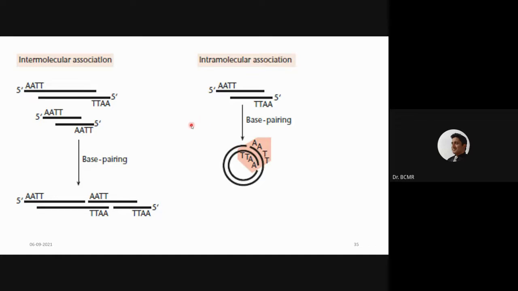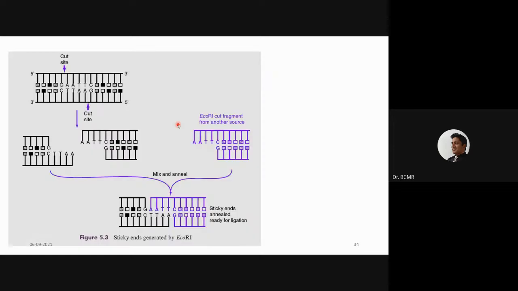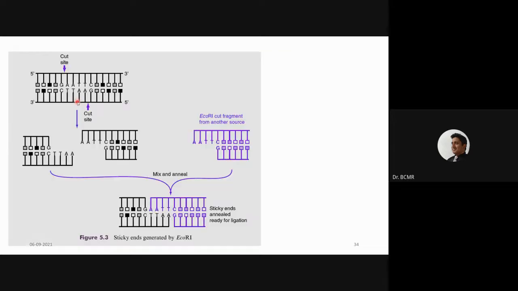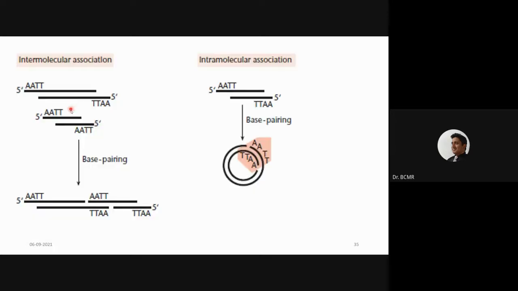There are two different types of associations when we mix, as in the previous case like this. That is intermolecular association, when the sticky ends stick together through hydrogen bonds. Then it is intermolecular, between two different molecules. Intramolecular is within the same molecule.